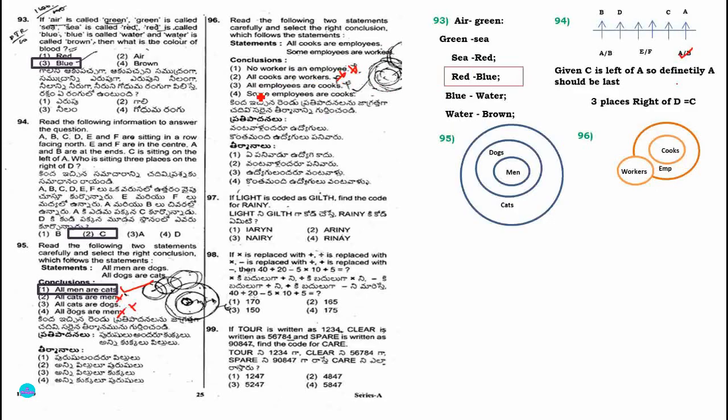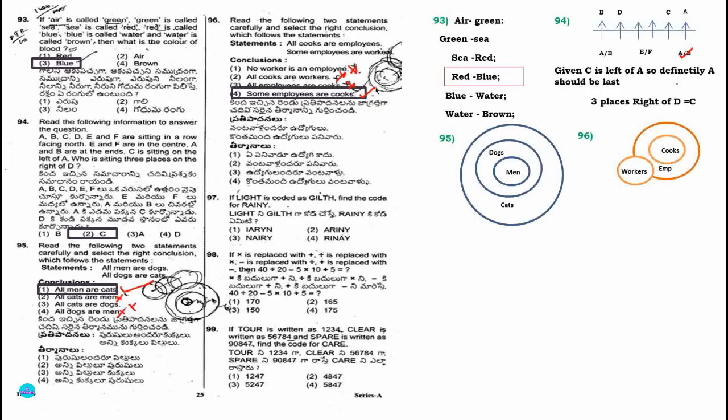Next, all employees are cooks. All cooks are employees, but are all employees cooks? No. So this is also wrong. Next, some employees are cooks. Yes, some employees are cooks. All cooks are employees, so that means some employees are cooks. This is right. So the answer is option 4, some employees are cooks.